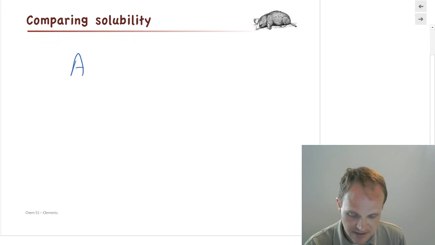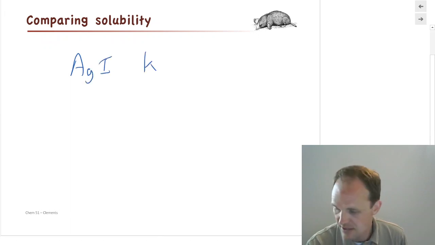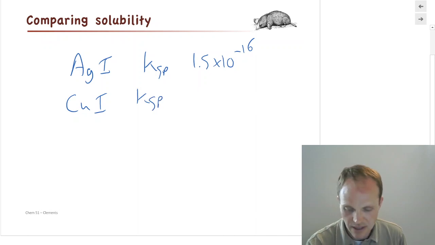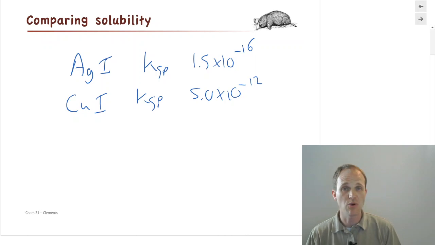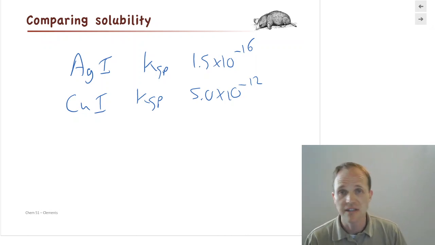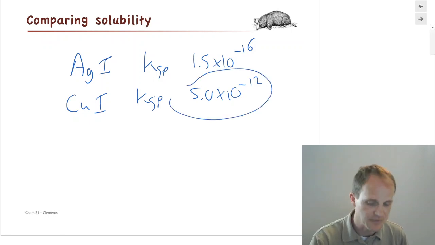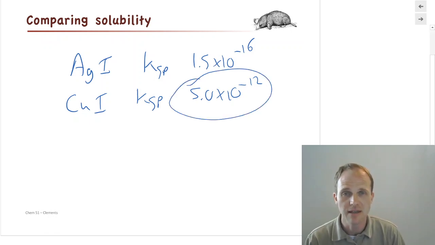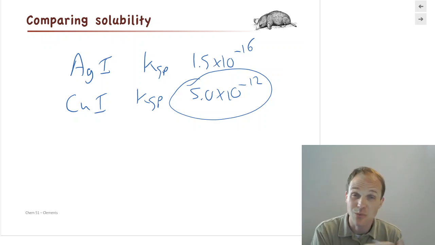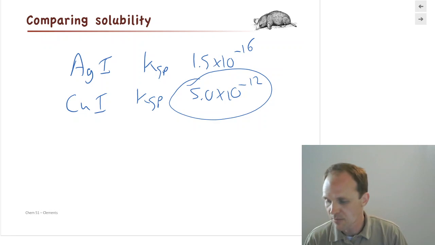So if we take something like silver iodide, it's got a Ksp value of 1.5 times 10 to the minus 16. And if we take something like copper(I) iodide, it's got a Ksp value of 5.0 times 10 to the minus 12. Which one of those is more soluble? Well, the Ksp for copper(I) iodide is larger, and so it's probably more soluble. And you would be absolutely right, and that would be a great way of doing it. But let's do another way where it's not quite as obvious and see what we really have to do to make sure we're doing it properly.